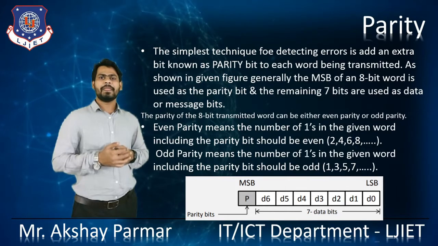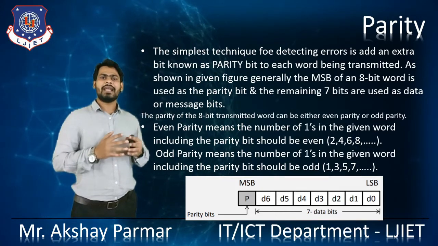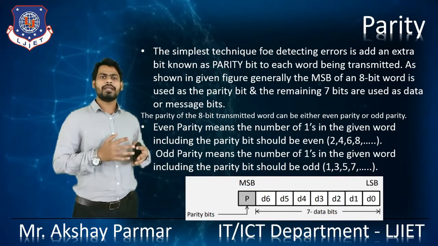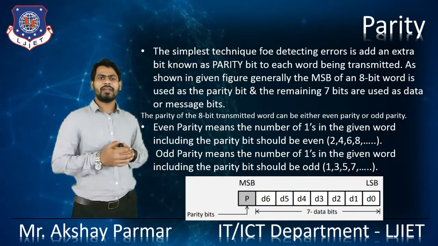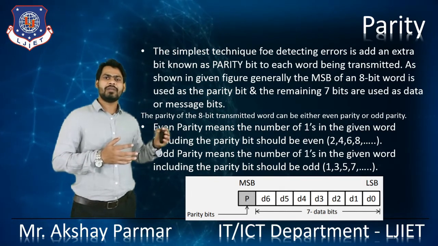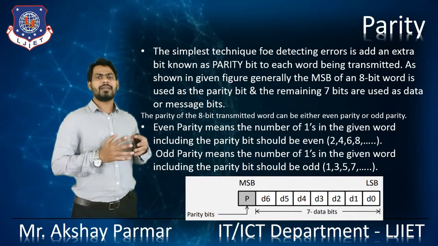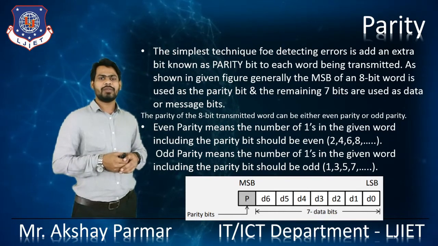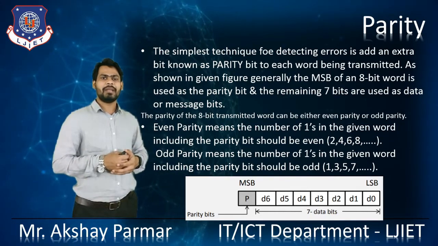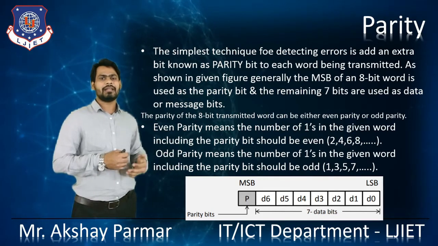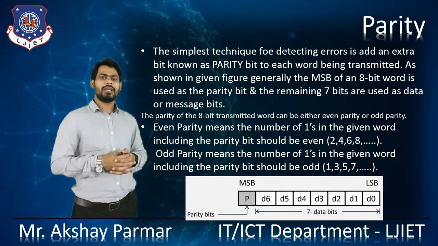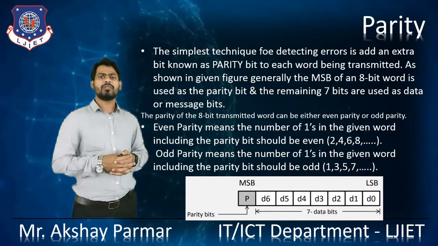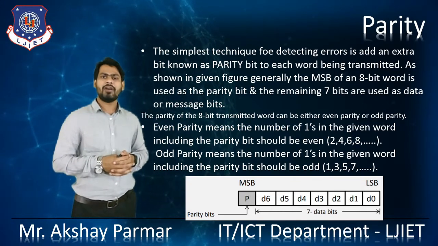What do you mean by parity? The simplest technique for detecting error is to add an extra bit known as the parity bit to each word being transmitted, right? As shown in the figure, generally the MSB of the 8-bit word is used as a parity bit and the remaining 7 bits are used as data of that message. Here you can observe that the first bit is a parity bit and the remaining D0 to D6 are the data bits, right? So mainly there are two types of parity, even parity and odd parity, right? So what do you mean by even parity and what do you mean by odd parity?